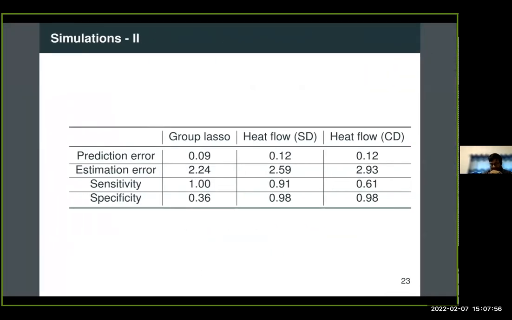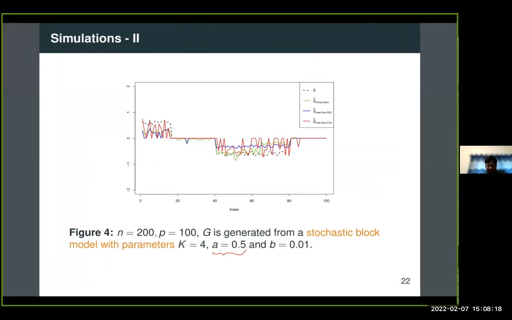If you look at the metrics again, the prediction error and estimation error are more or less the same. The heat flow penalties have better performance in support recovery as before. However, you can see that the part where the true signal is non-zero, it estimates the support correctly, but the estimation error is not so good from this picture.